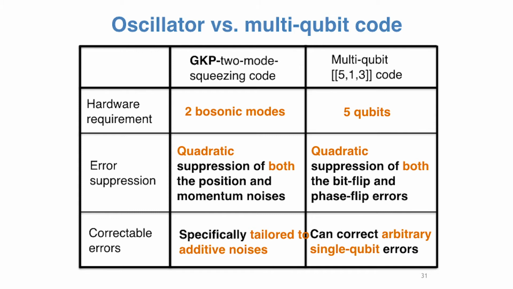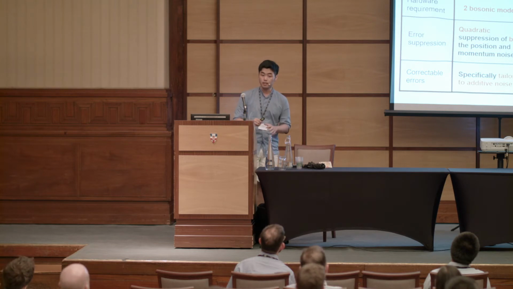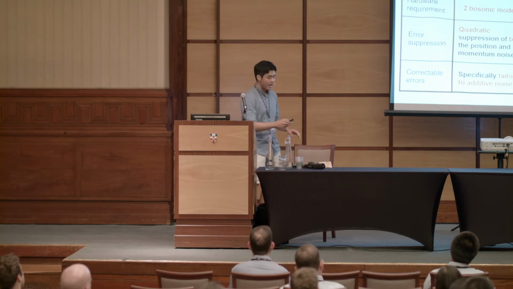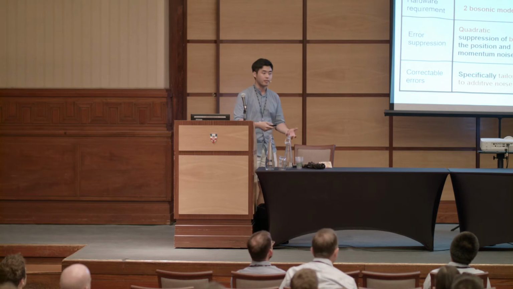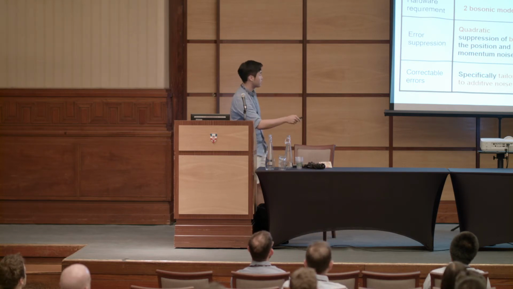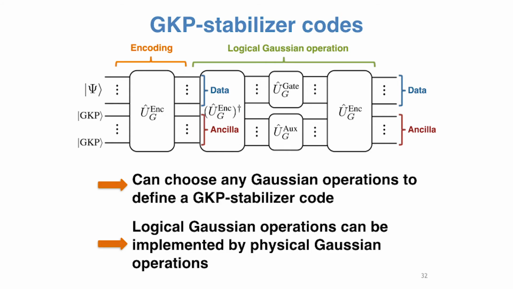So that's really nice, but the subtle difference between what I found and what 513 code has is here the type of error that I can correct is specifically the random displacement noise, whereas in the multi-qubit case, we can correct arbitrary errors. So I have less flexibility in the type of the error that I can correct, but if we really have that sort of error, we can have the same quadratic suppression and we can do it in a more hardware efficient way.